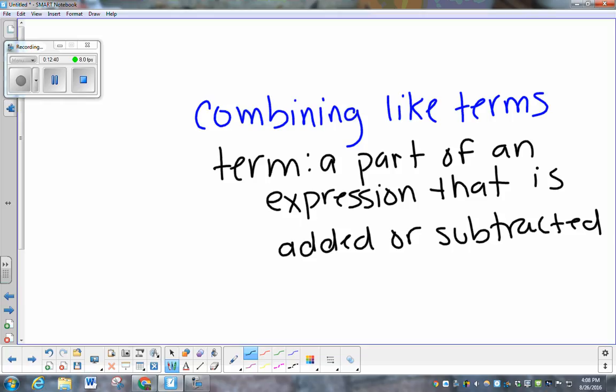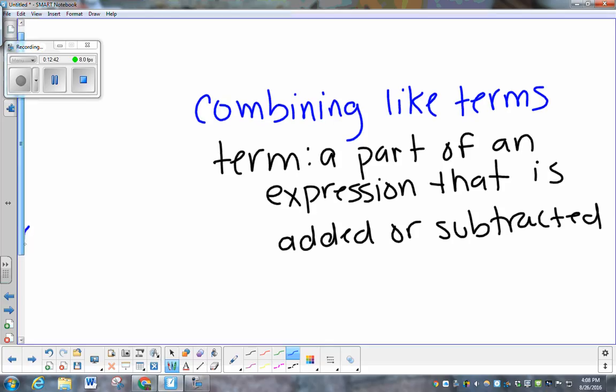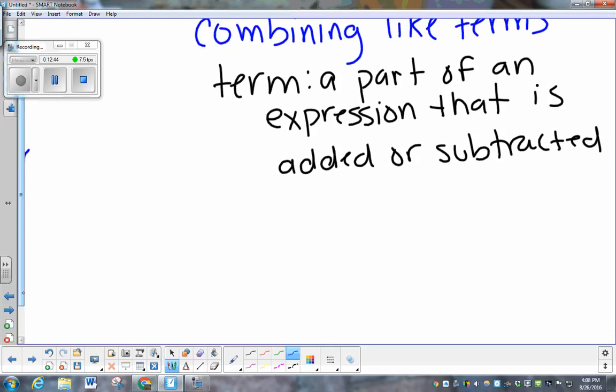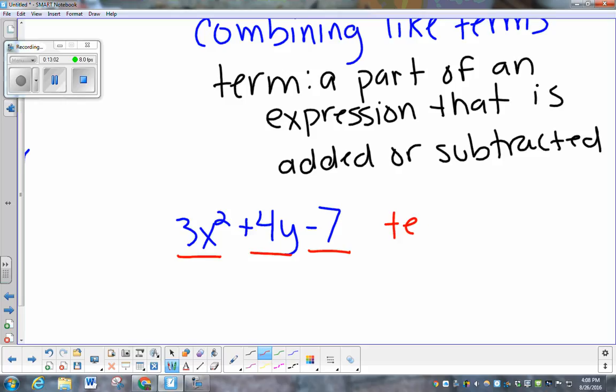So I'm going to write an example of a polynomial here. That's an equation with more than one term. I'm going to write 3x squared plus 4y minus 7. This polynomial right here has 3 terms. The 3x squared, the 4y, and the -7. That negative is really important. So if I was going to list all the terms here, I would say they are 3x squared, 4y, and -7. Those are my 3 terms.